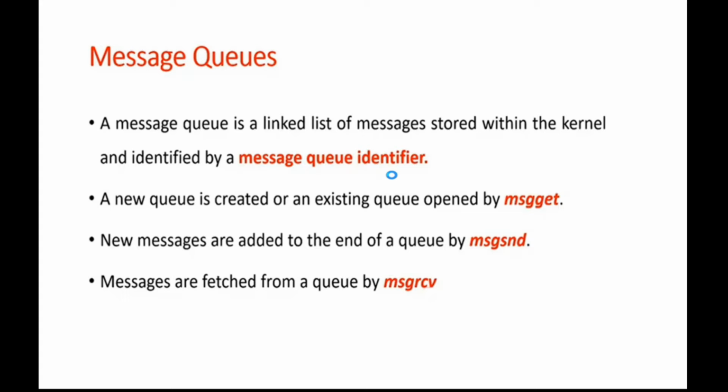added to a queue. Messages are fetched from the queue by the msgrcv function, and we don't have to fetch the messages in first-in first-out order. Instead, we can fetch the messages based on their type field.